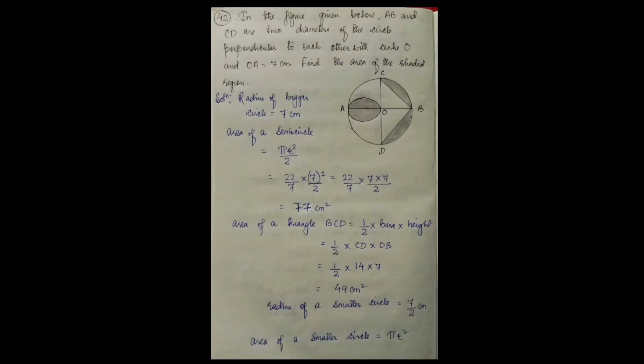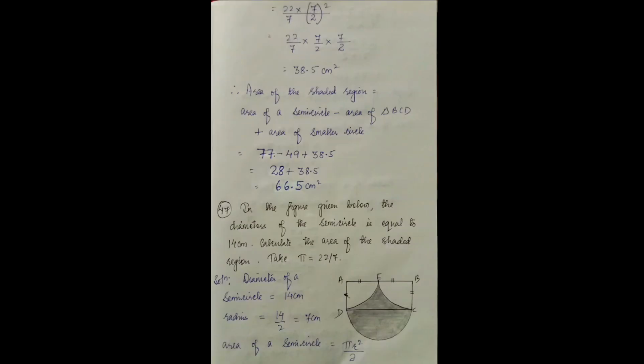Now to find the area of the shaded region, what we have to do? We have to write area of the semicircle. From area of semicircle we have to subtract the area of this triangle. Then we have to add the area of this circle because this circle is shaded here. Okay, now here we will write area of the shaded region is area of semicircle minus area of triangle BCD plus area of smaller circle. So here we just put the value, okay, then 77 minus 49 is 28, 28 plus 38.5 is 66.5 centimeter square.